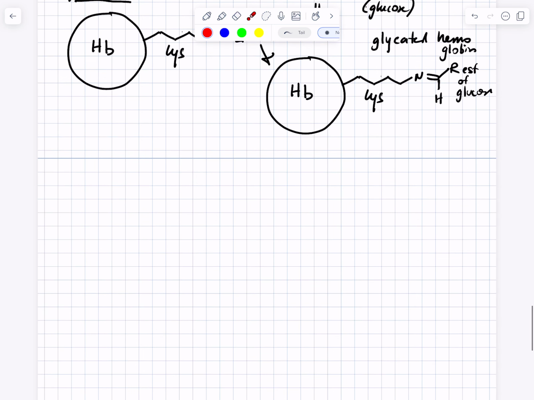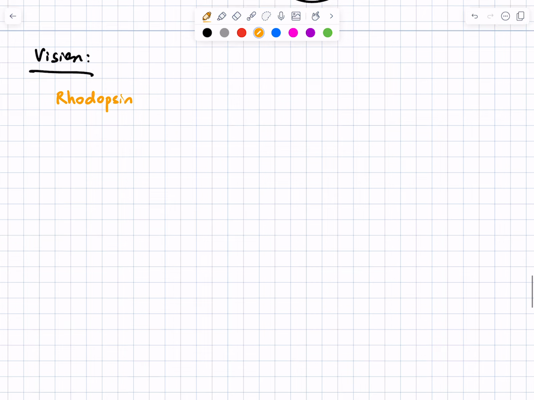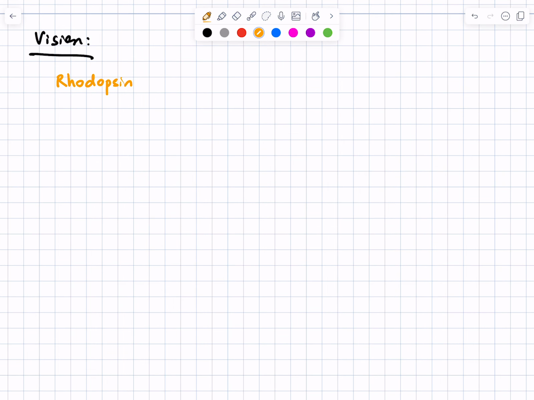The last thing I want to say about imines, the other place that they show up that's really important, is in vision. So you guys can Google this if you want to see a pretty picture of it. I'm not going to attempt to draw an eye or a retina. But in your retina, you have rod and cone cells, right? And inside those rod and cone cells, you have a membrane protein that's called rhodopsin. And rhodopsin is the thing that absorbs the light, and it is also the thing that converts that light absorbance into an electrical signal that your optic nerve can pick up and that your brain interprets as sight.